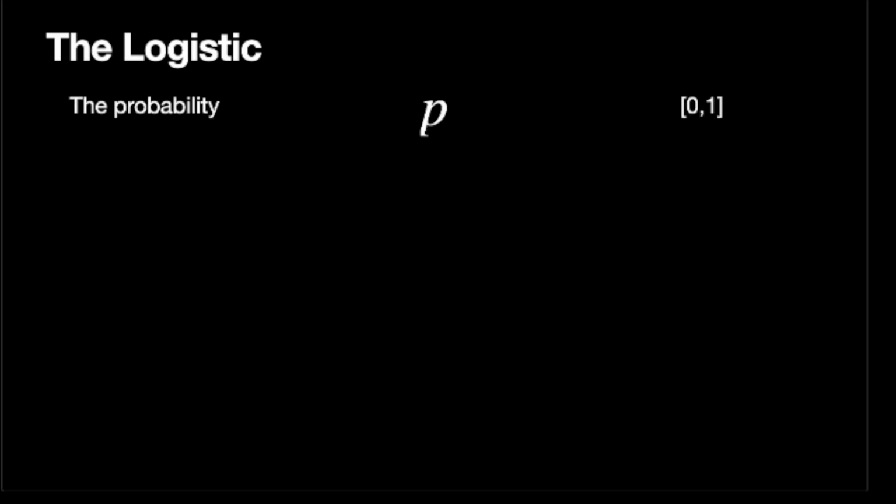We start with the probability, here noted with P. By their nature, probabilities have a minimum value of 0 and a maximum value of 1. An event with 0 probability will never happen, and an event with a probability of 1 always will. We can convert these probabilities to odds with the formula P over 1 minus P. This is the ratio of the probability that the event will happen to the probability that it will not.